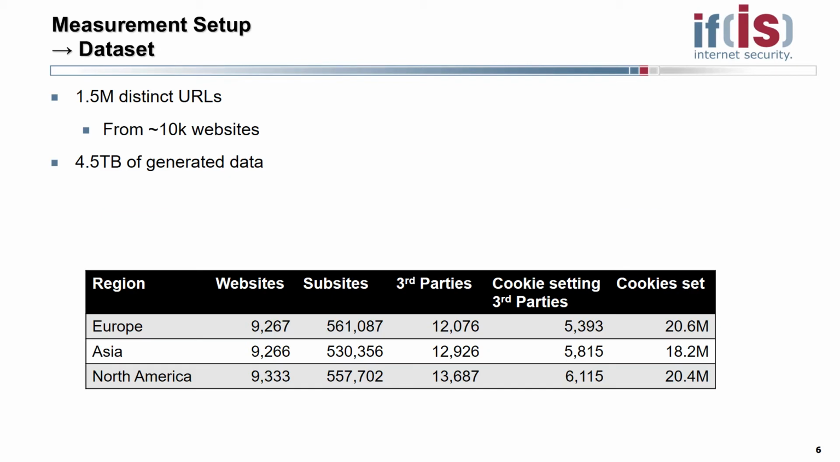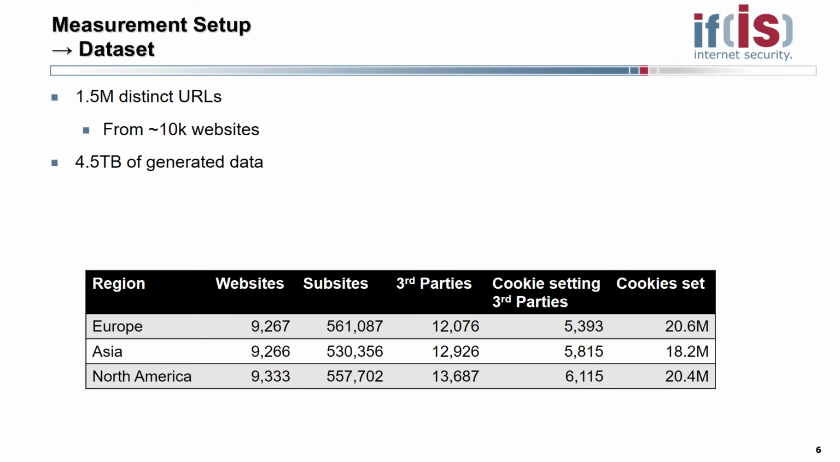Before we dive into our results, let's take a quick look at the collected dataset. Overall, we visited 1.5 million distinct URLs from the 10,000 domains of the Trunco list. The crawls generated over 4.5 terabytes of data. As you can see, the crawls in the different regions are quite comparable. We observed a similar amount of third parties, cookies used by these third parties, and overall visited websites and subsites.